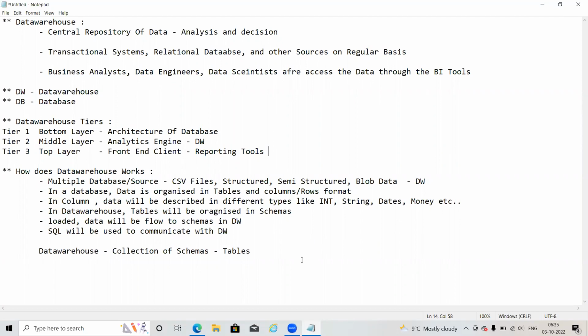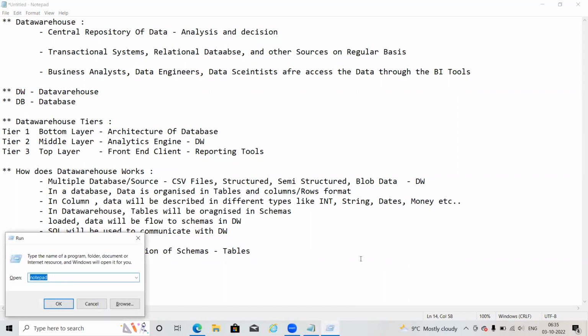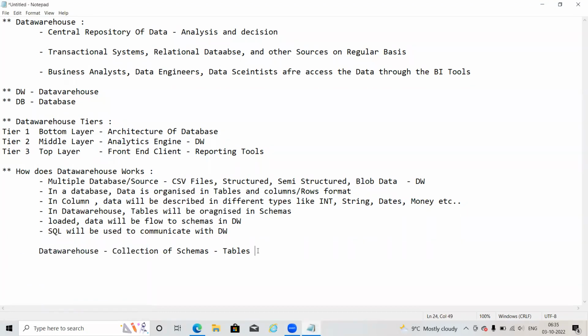He's asking about schema. What is schema and explanation of schema? Yeah, schema is, one second. If you speak about the schema, it is a logical grouping of the objects. Objects are nothing but tables.